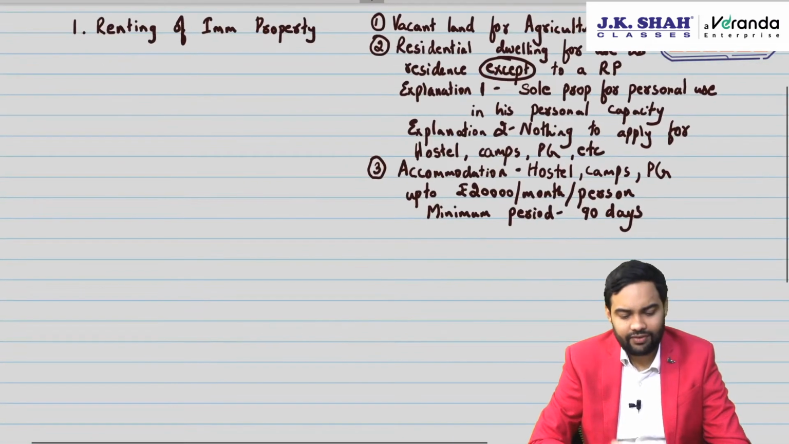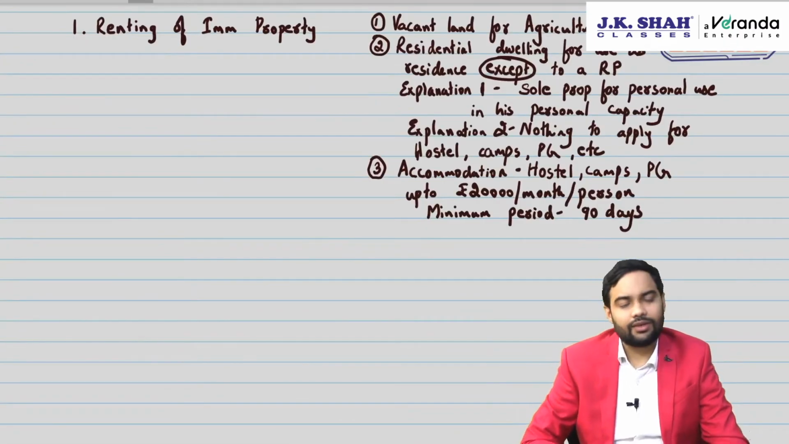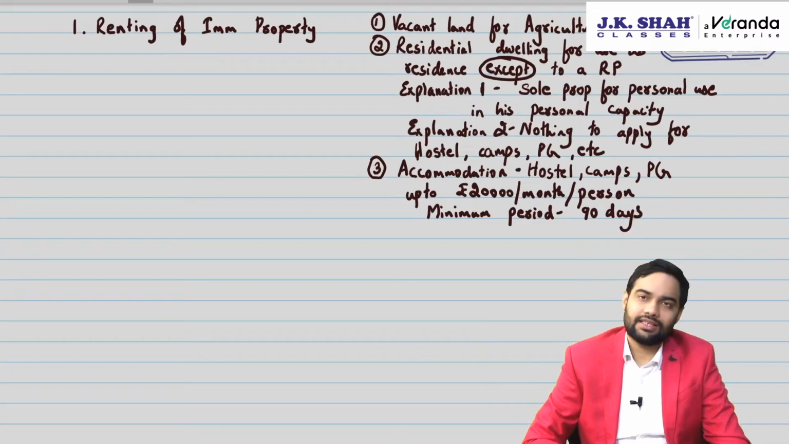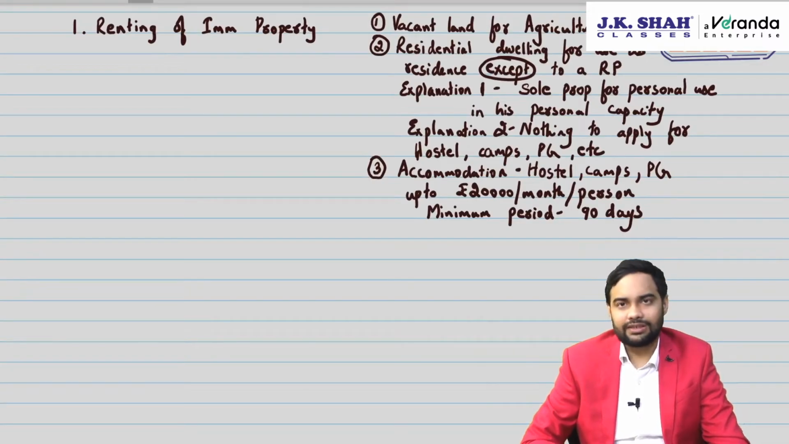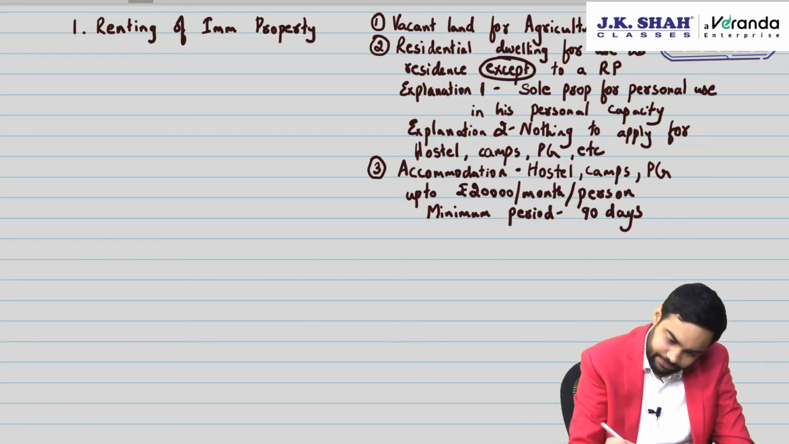They have provided a very good limit that if it is 20,000, then in that case 20,000 per month will enjoy an exemption, but the minimum period should be 90 days. If it is less than that, then in that case it will not be covered under the exemption and it will be liable to GST. So this is the first sector, that is renting of immovable property.